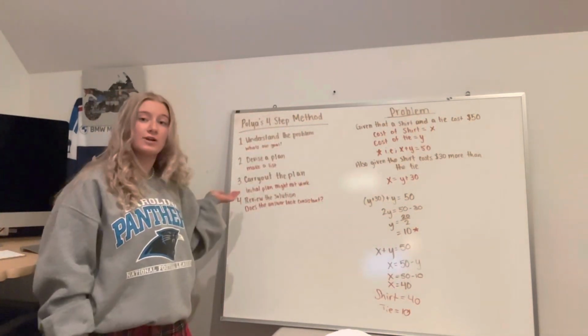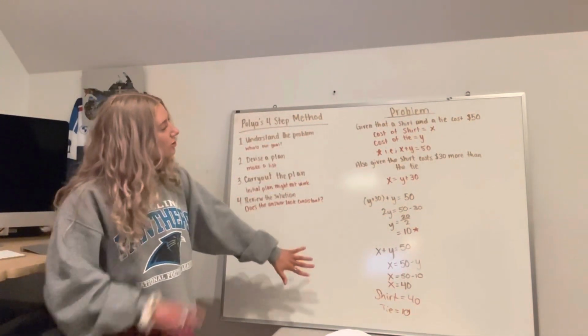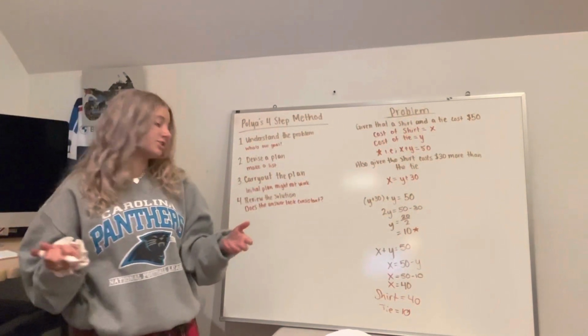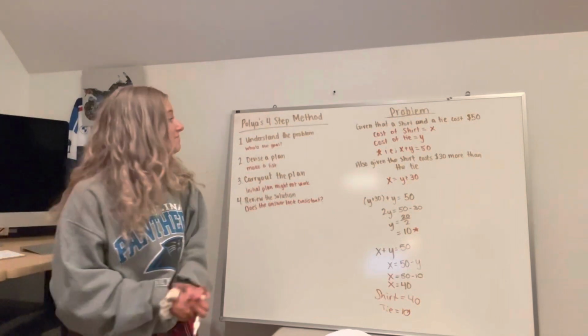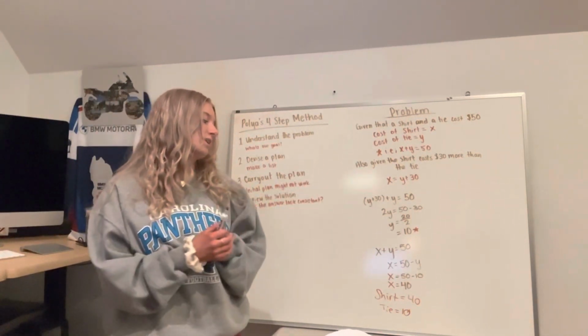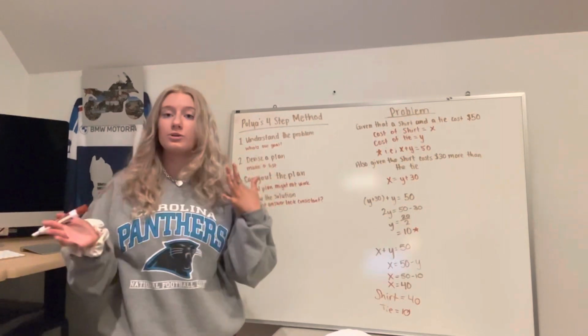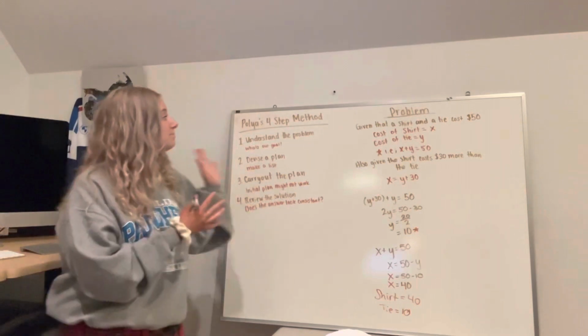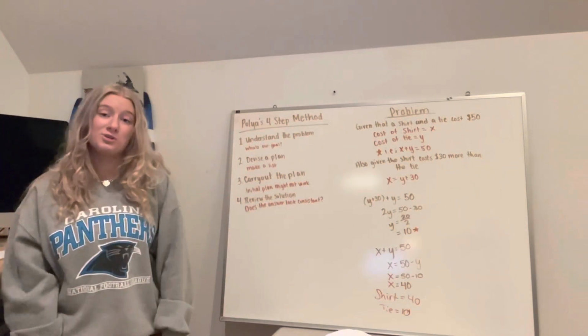So now we're going to review our solution. Does that look correct? The tie and the shirt cost $50 together. 40 plus 10 equals 50. And then our shirt costs $30 more than the tie. So is $40 30 more than 10? I'd say that looks about right. And that is how you use Polya's 4-step method to solve an equation.